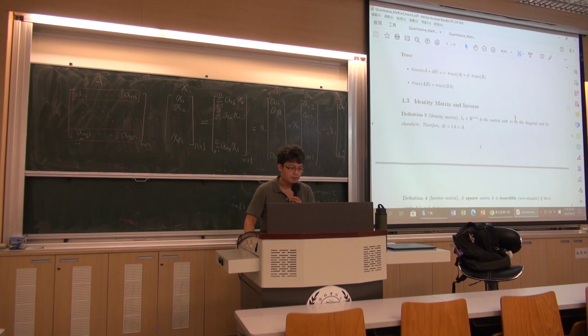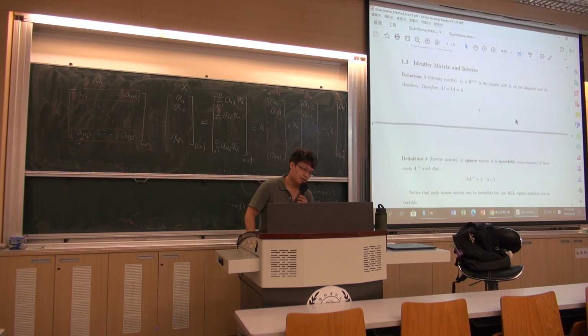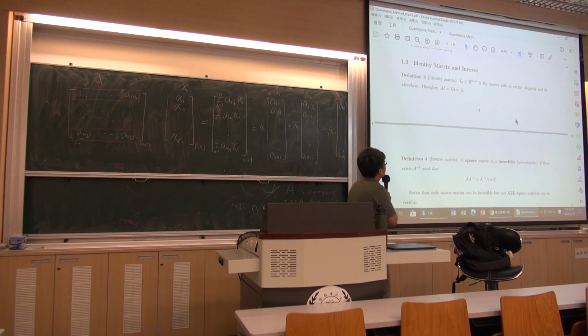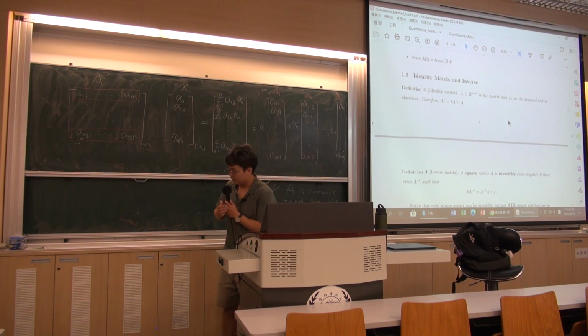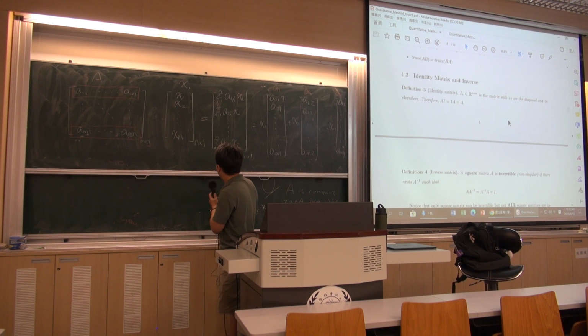Okay. Then come the special matrices. So Definition 3 tells us the identity matrix, the identity matrix n by n. This is a matrix that has ones on the diagonal and zeros elsewhere. Okay, so it looks like this one.